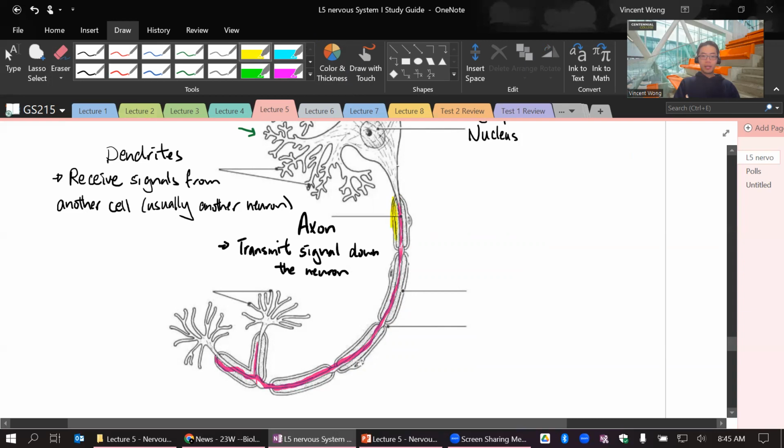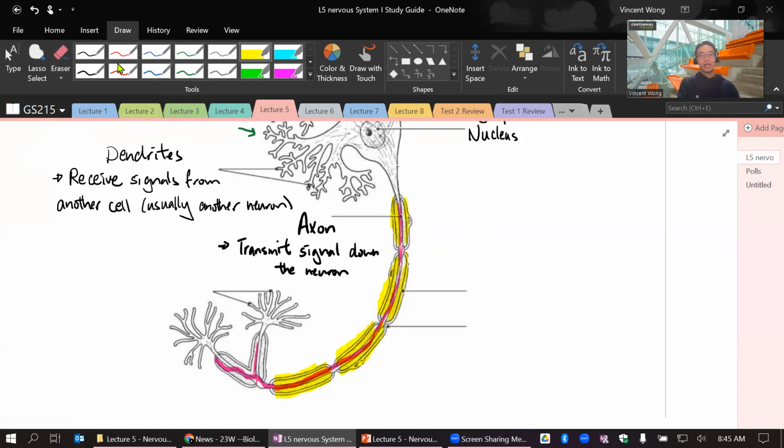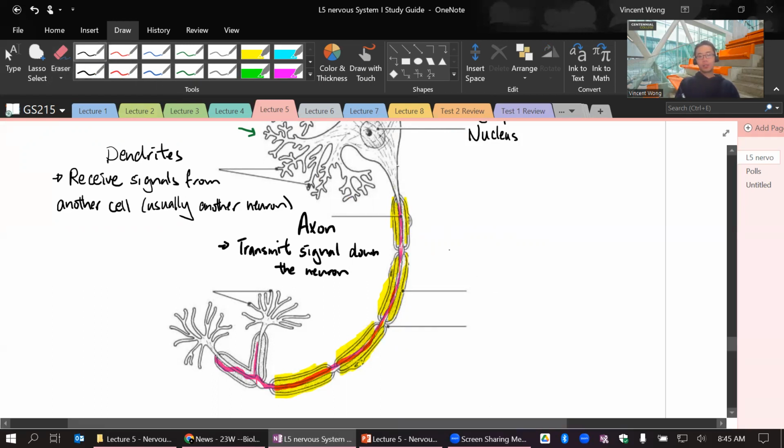Now, a lot of neurons, they have these fatty substances that wrap around the axon. Okay, kind of like Twinkies. Okay? The filling is the axon, right? And then the Twinkie wraps around the filling, right? These are called myelin.